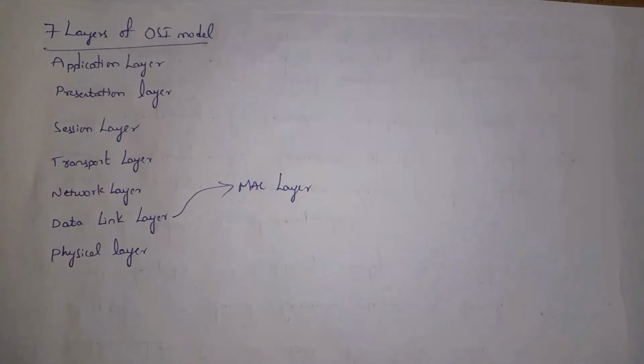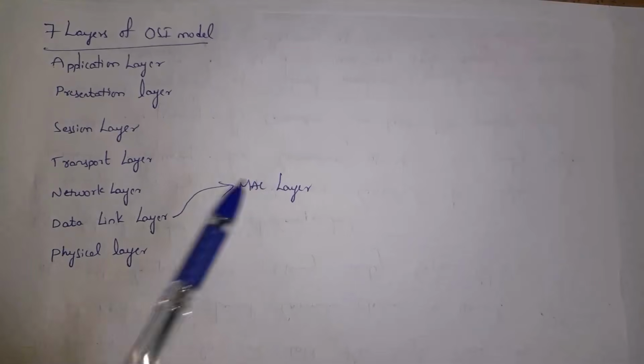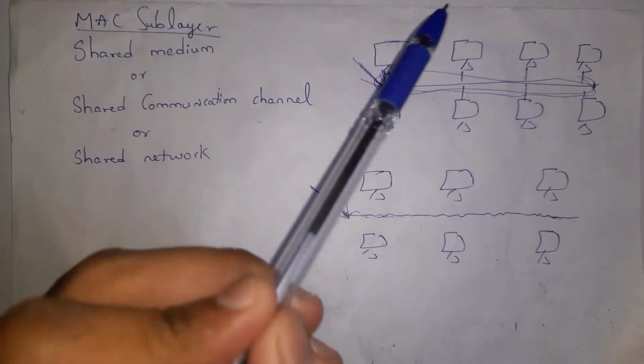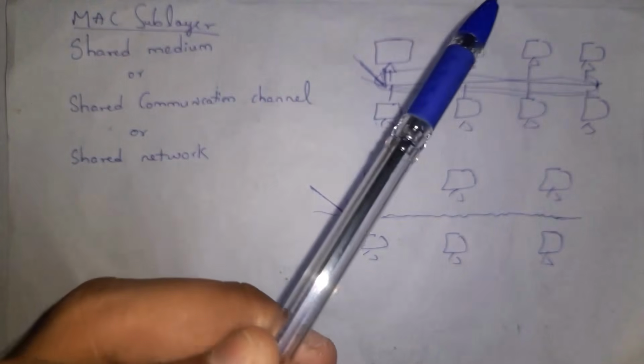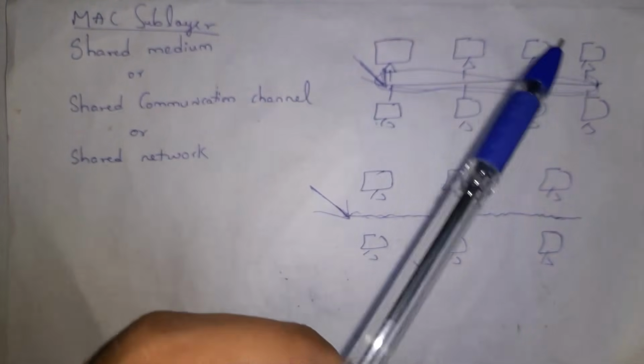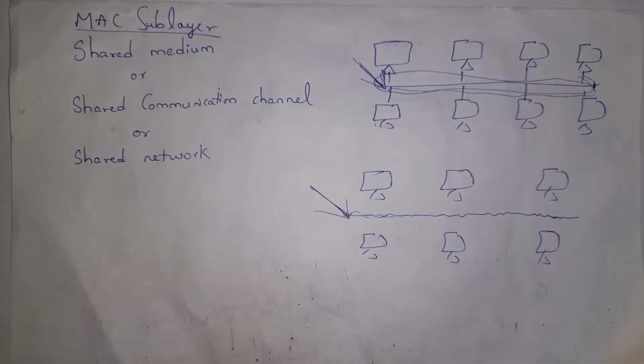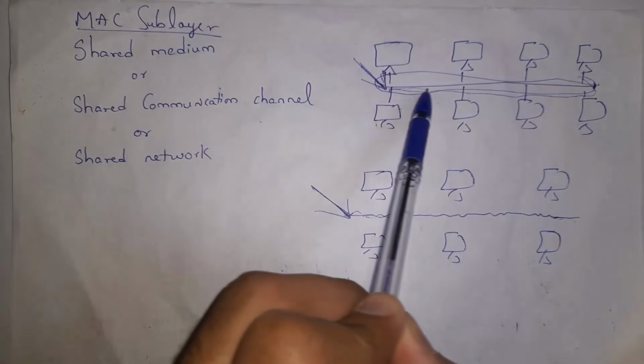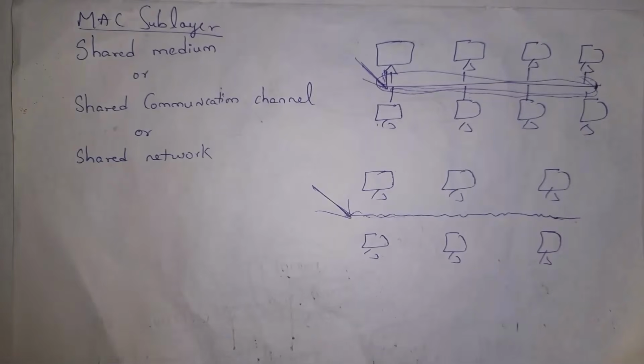OSI model contains 7 layers. On that second layer is data link layer and this MAC layer is sublayer of data link layer. And by using MAC sublayer, multiple devices can communicate each other using a shared medium without any interference. Shared medium is nothing but single cable where all devices are connected to this cable for communication.